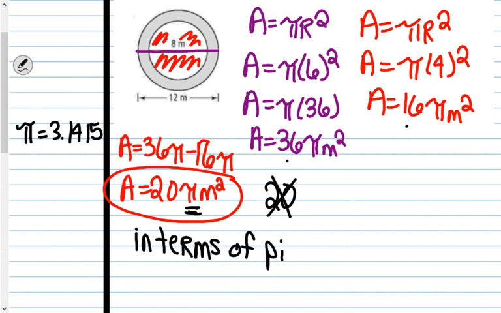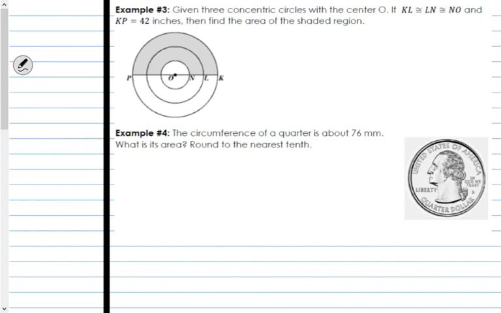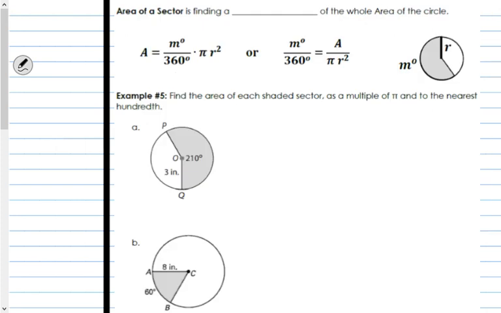We're going to do examples 3 and 4 in class. So let's turn it over to the back side. Area of a sector.